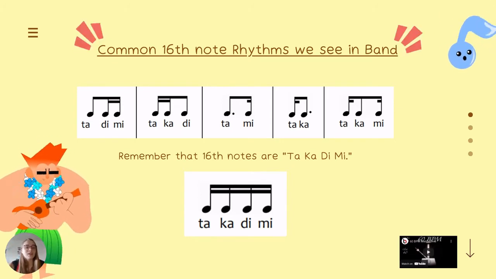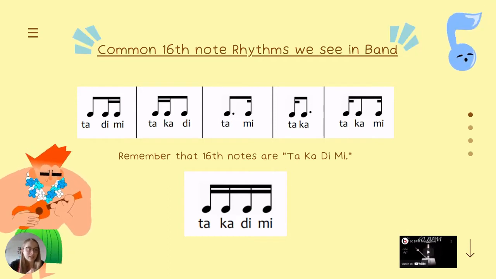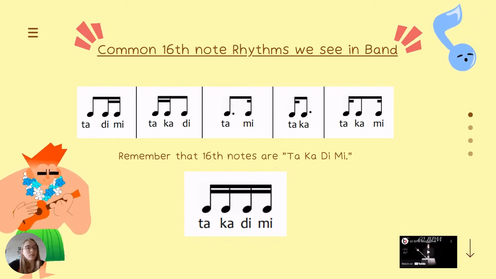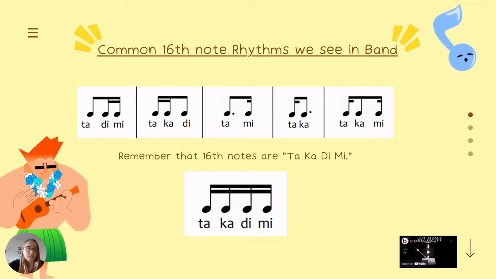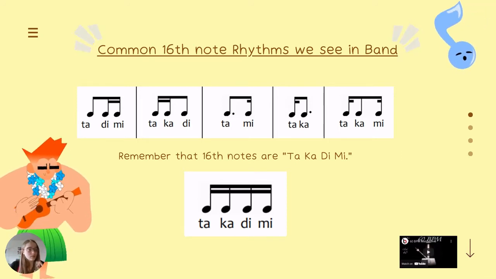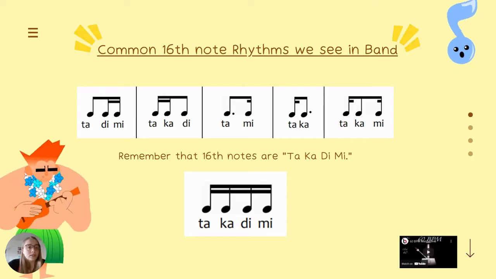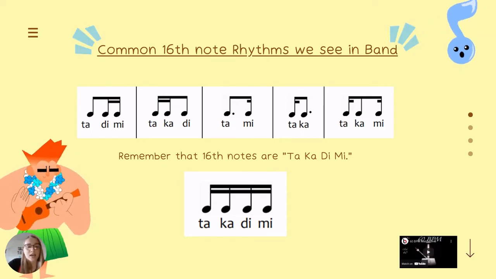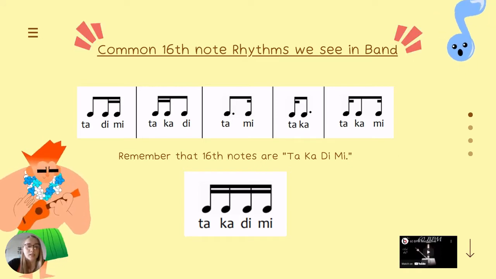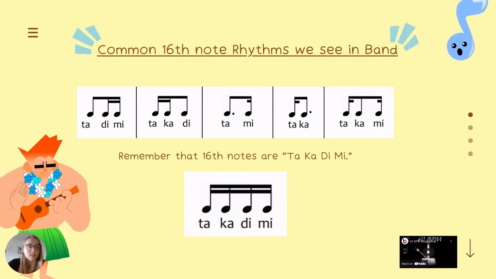Common 16th note rhythms that we see in band. Yes, band, we're so excited. So here are 5 typical rhythms that we see on the day-to-day. So these are different 16th note rhythms, as I said before. And remember that our 16th notes are used with the syllables TaKaDiMi. So each of these rhythms are going to be used by taking out or replacing some of these syllables.